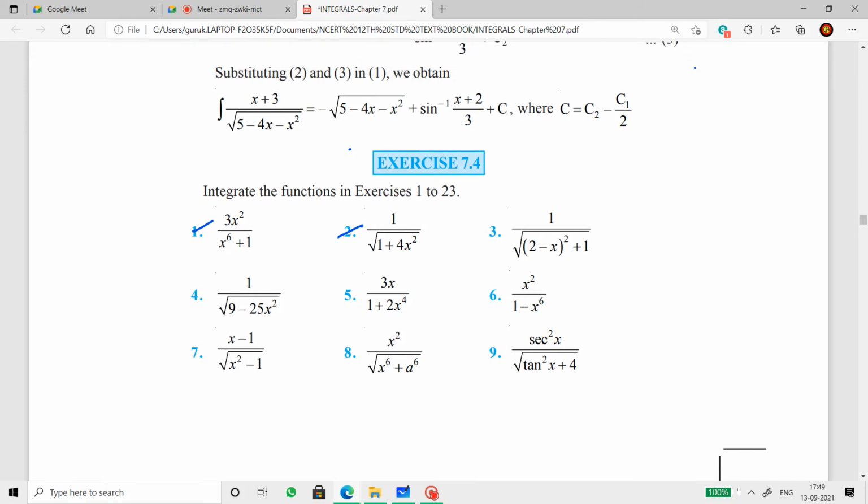In today's class, we are going to start exercise 7.4. Here we are going to learn a few special integral formulas. First, we start with 6 formulas and then we will see how to apply these formulas into the sums.